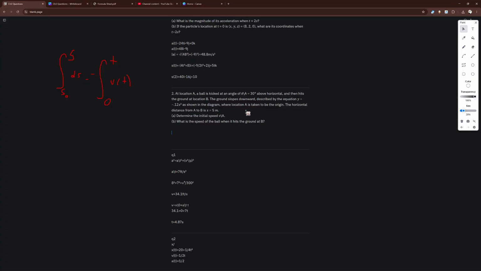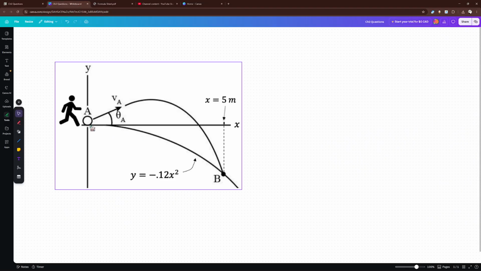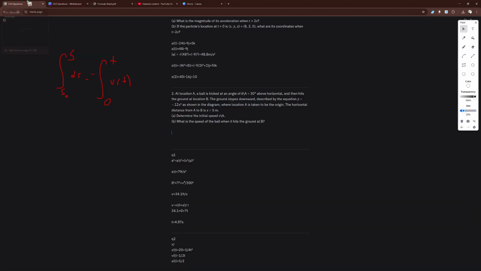Where location A is the origin, the horizontal distance from A to B is x equals 5 meters. Horizontal distance. So this is a coordinate x equals 5, right? So we can get the y coordinate for this pretty easily, by the way. Determine the initial speed, VA. Okay, so we're going to have to do some, I remember getting this question in a seminar.